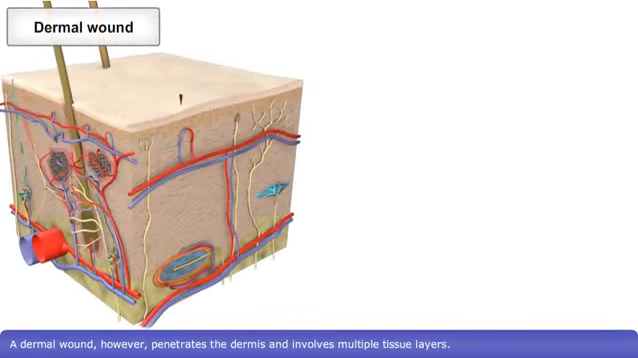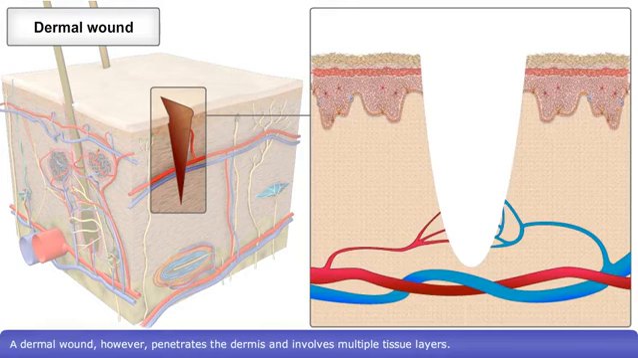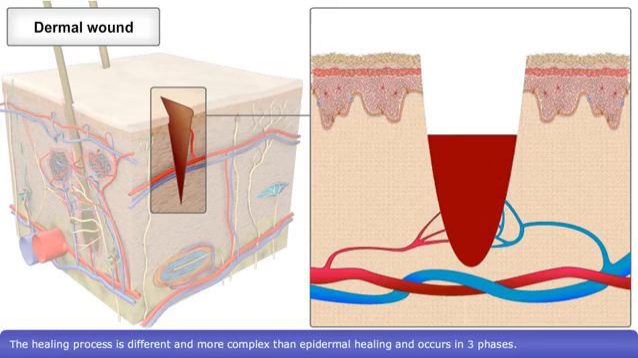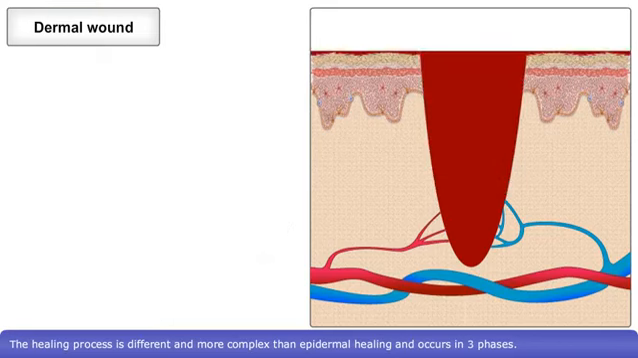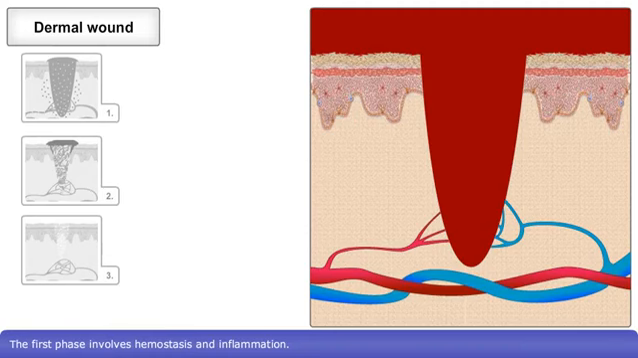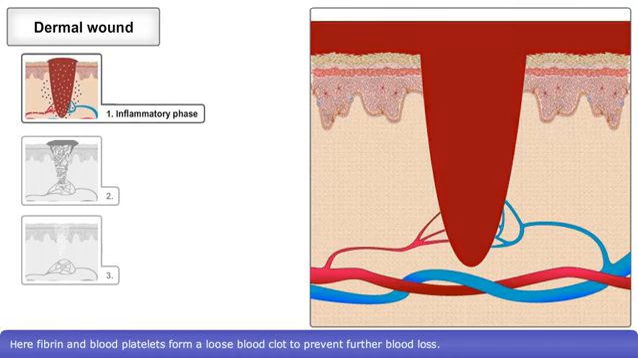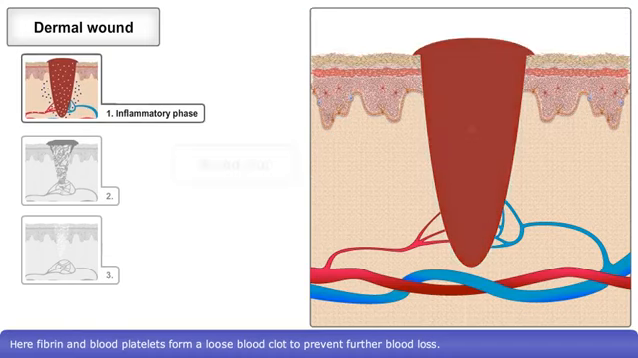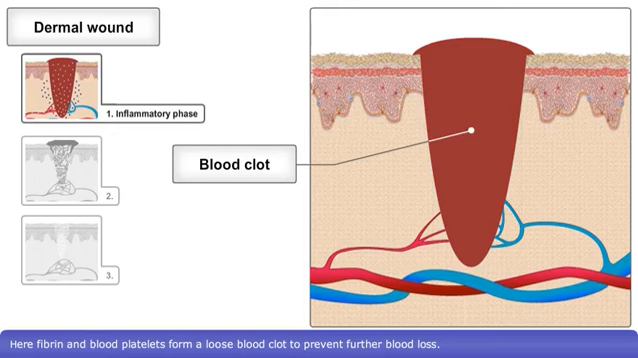A dermal wound, however, penetrates the dermis and involves multiple tissue layers. The healing process is different and more complex than epidermal healing and occurs in 3 phases. The first phase involves hemostasis and inflammation. Here, fibrin and blood platelets form a loose blood clot to prevent further blood loss.